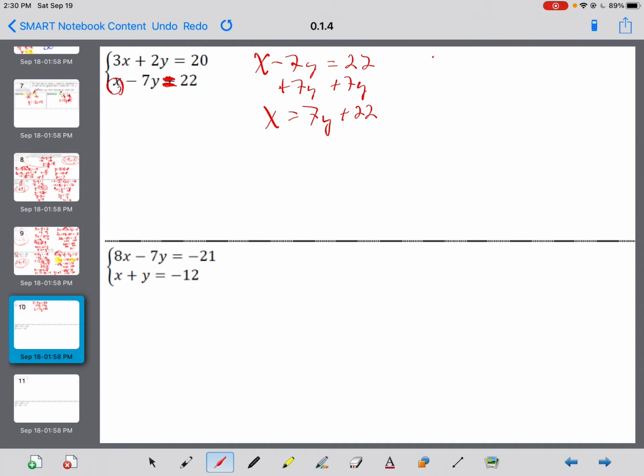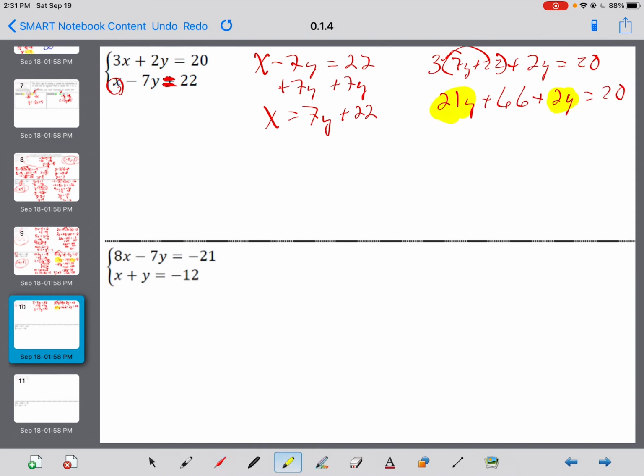So we know what x is. So 3 times something plus 2y equals 20. Plug in 7y plus 22. 3 times 7, 21y. 3 times 22, 66. Plus 2y equals 20. Like terms, they're both y's. I got 21 y's and I got 2 y's. That means I got 23 y's. Plus 66 equals 20. Move that 66.